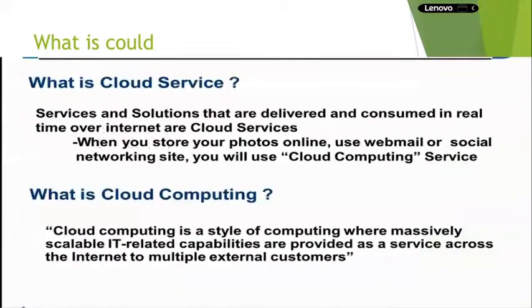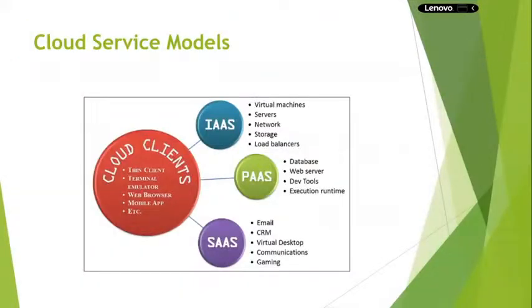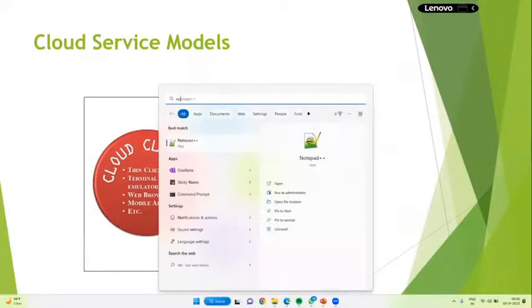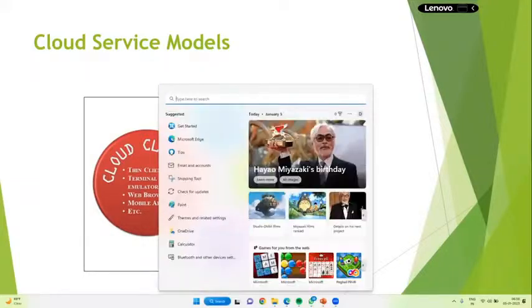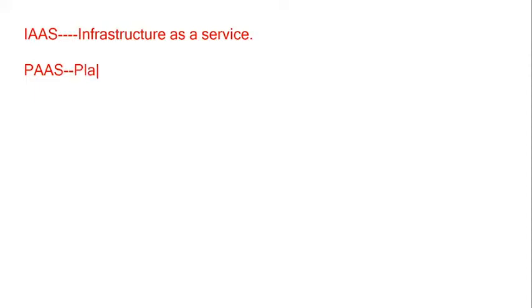What are they, guys? Any idea? Private cloud, public, and hybrid cloud. Service models. One is IaaS, Infrastructure as a Service. Another is PaaS, Platform as a Service. And the other is SaaS, Software as a Service.